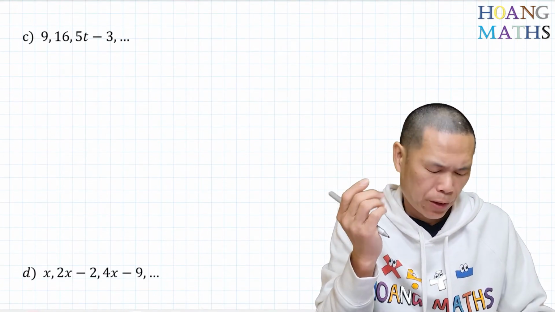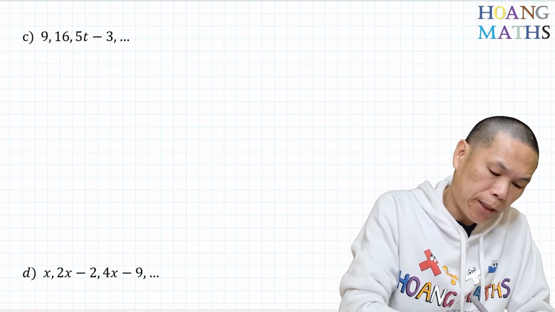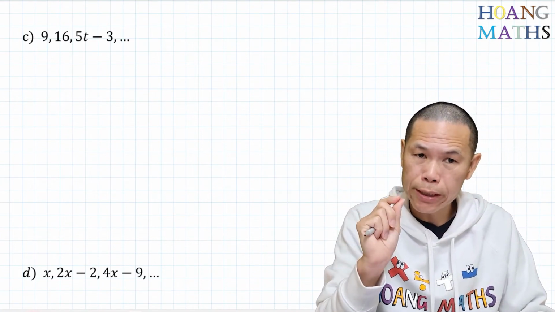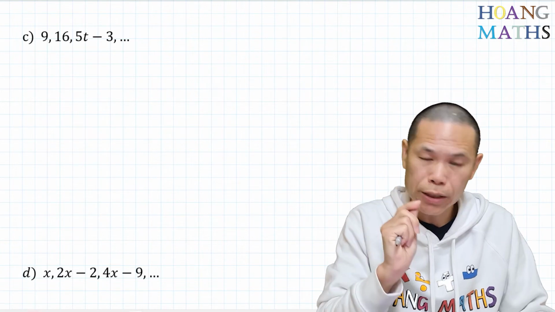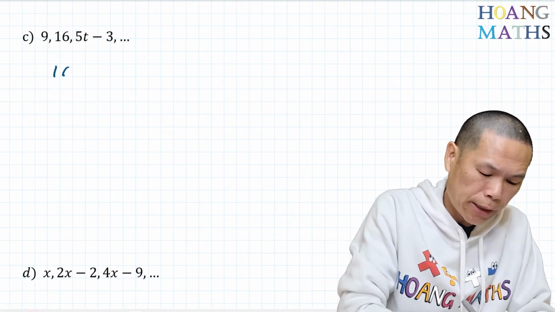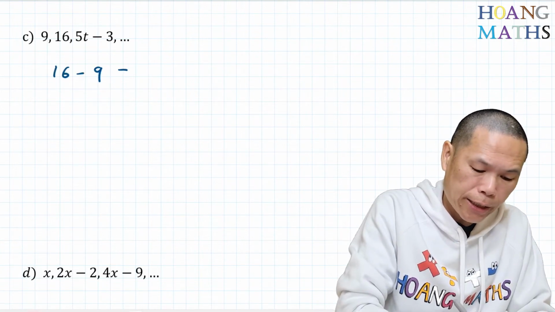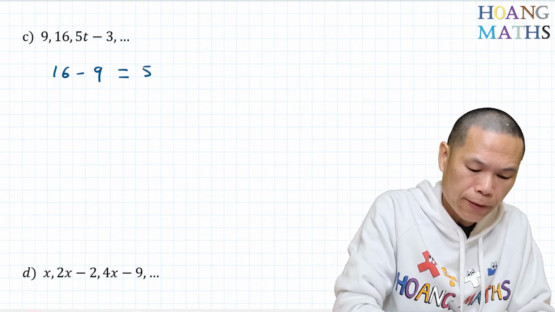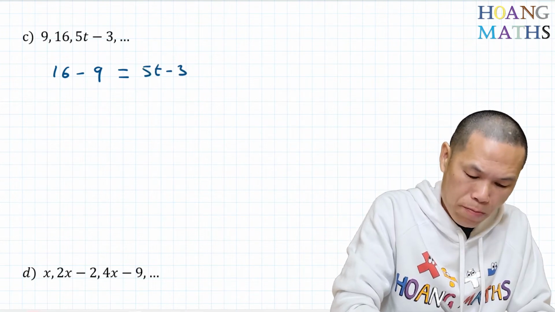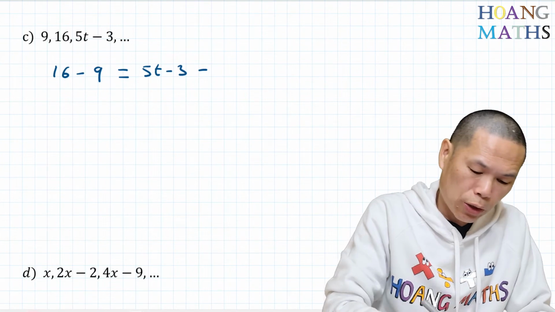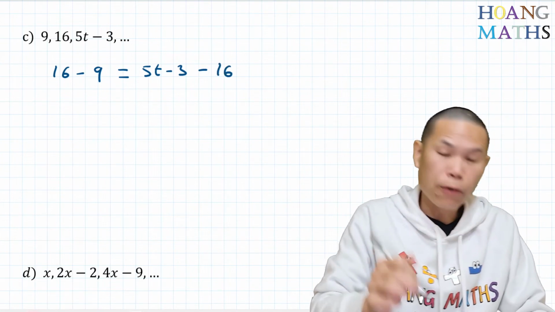Part C. Term 1 is 19 and term 2 is 16. So we go term 2 minus term 1. That is 16 minus 9, which is the same as term 3, 5t minus 3, minus term 2, which is 16. Don't forget, okay?